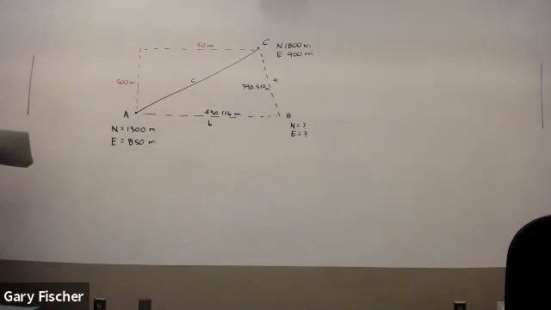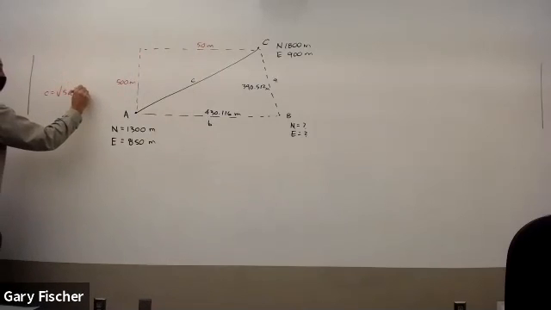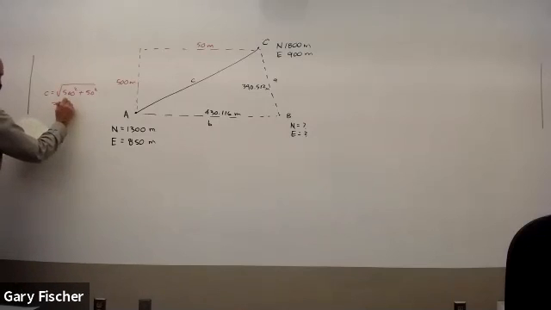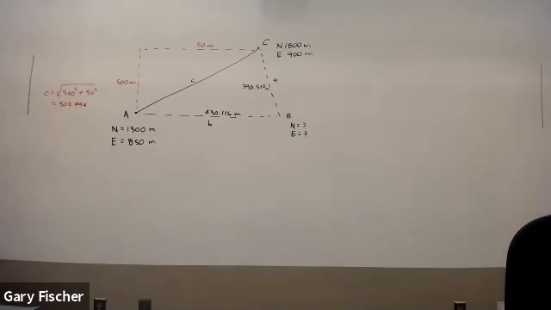So we can find the length of line C. C is equal to the square root of 500 squared plus 50 squared, right? And what is that value? Oh, yeah, I'm good. I got 502.494. So you have to be pretty precise on these things in order to get to where you need to go. Okay.